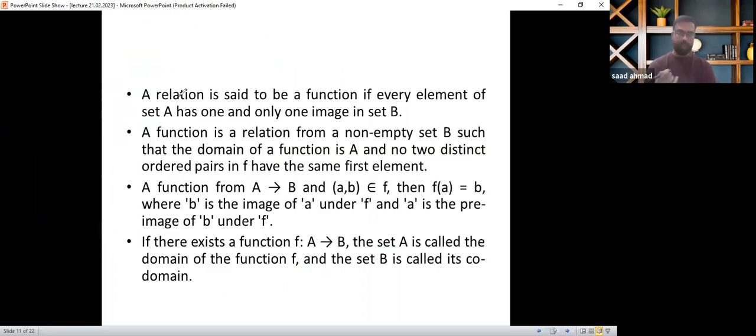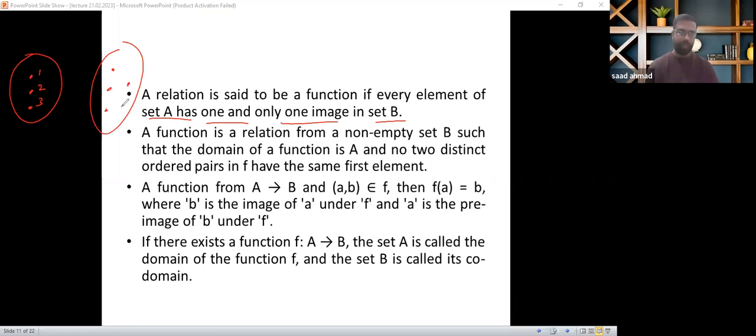Okay, so a relation is said to be a function if every element of set A has one and only one image in set B. Let's say we have three things here, 1, 2, 3, and there is A, B, C, D, E. I decide the rule: 1 goes to A, 2 goes to B, and if I input 3, I will get C. Let's say I have made a machine. Whenever I press 1, the answer I get is A. When I press 2, the answer is B. Whenever I press 3, the answer is C. So it's a well-defined rule.